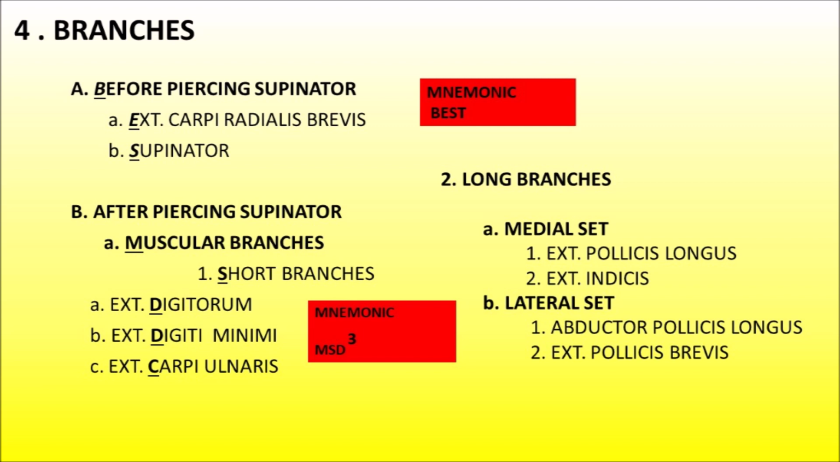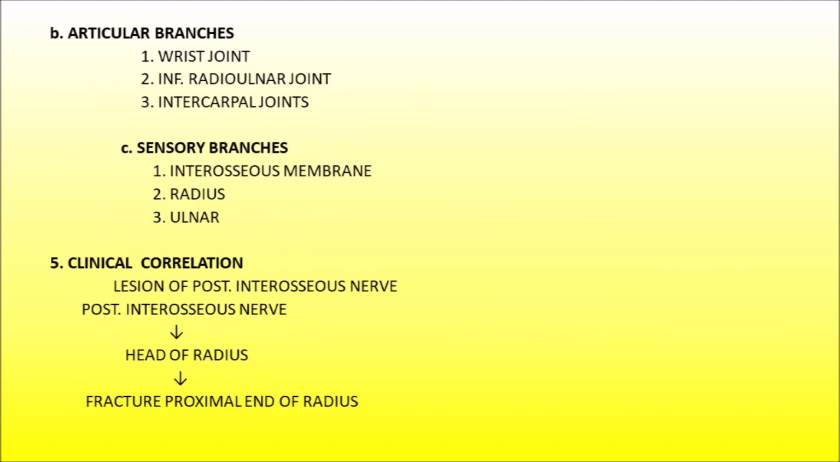Under short branches, it is to the extensor digitorum, extensor digiti minimi and the extensor carpi ulnaris. The long branches are divided into medial set, which supplies the extensor pollicis longus and the extensor indicis, and the lateral set, which supplies the abductor pollicis longus and the extensor pollicis brevis. Articular branches go to the wrist joint, inferior radioulnar joint and the intercarpal joint. The sensory branches go to the interosseous membrane, radius and the ulna.